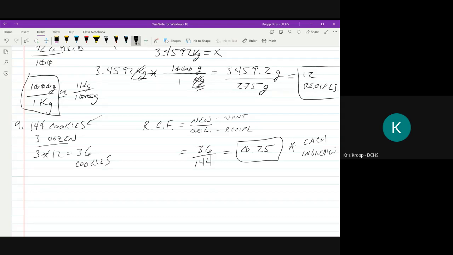So let's just go through a couple of these. For example, 12 eggs times 0.25. 0.25, remember, this is a part of a whole, is the same as 1/4. So what's 12 divided by 4? So in my new recipe, I'm going to need 3 eggs instead of a dozen.